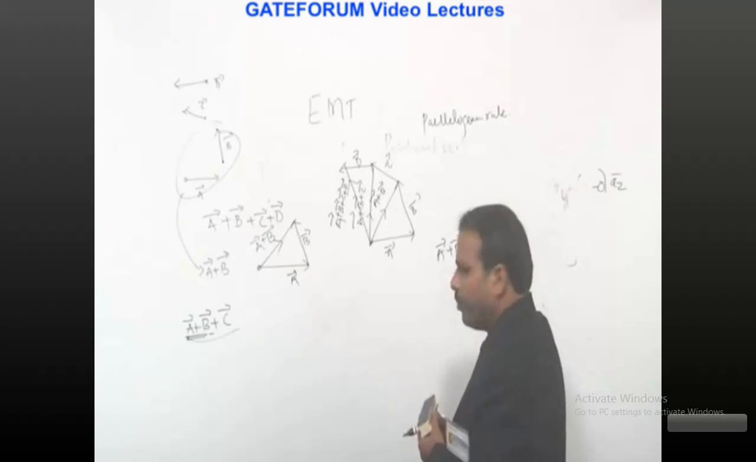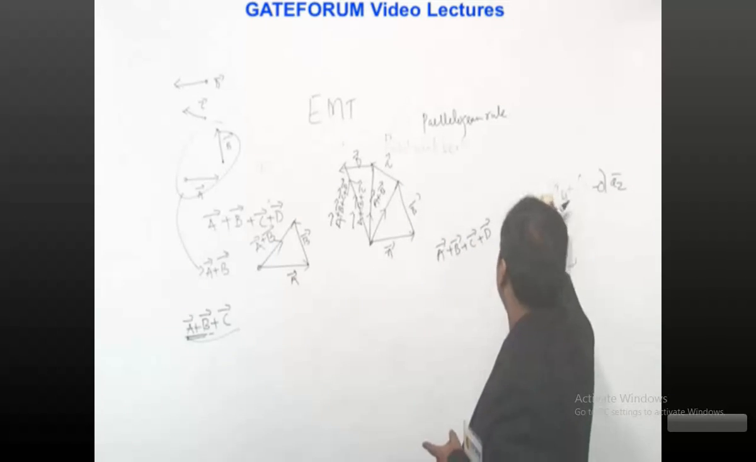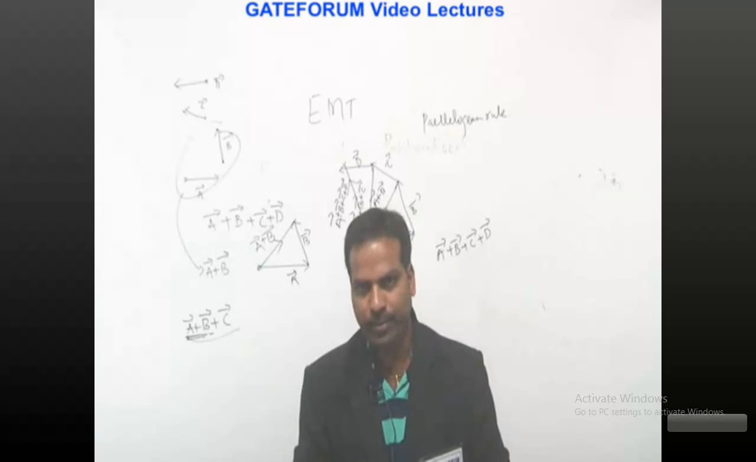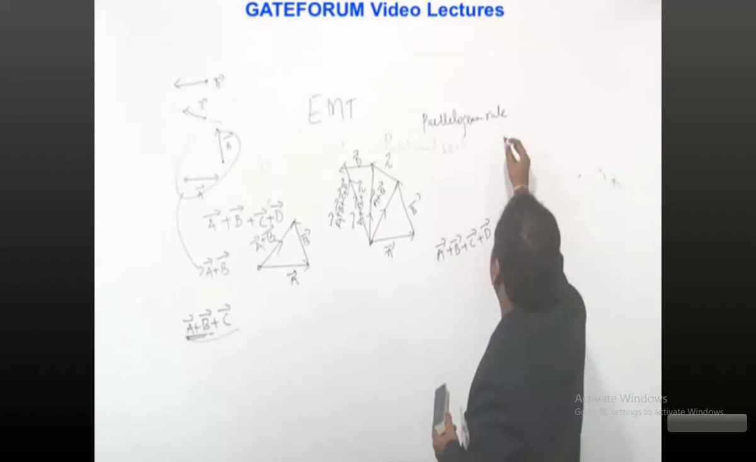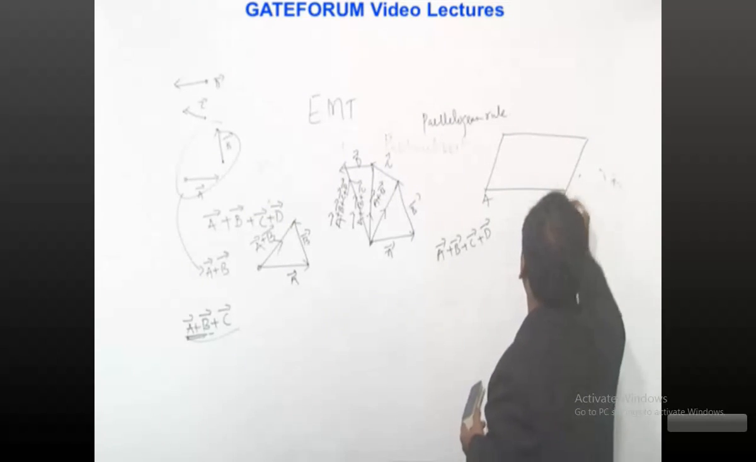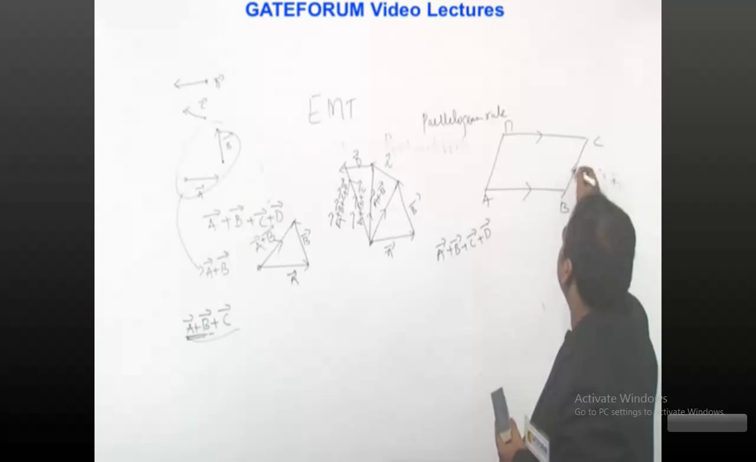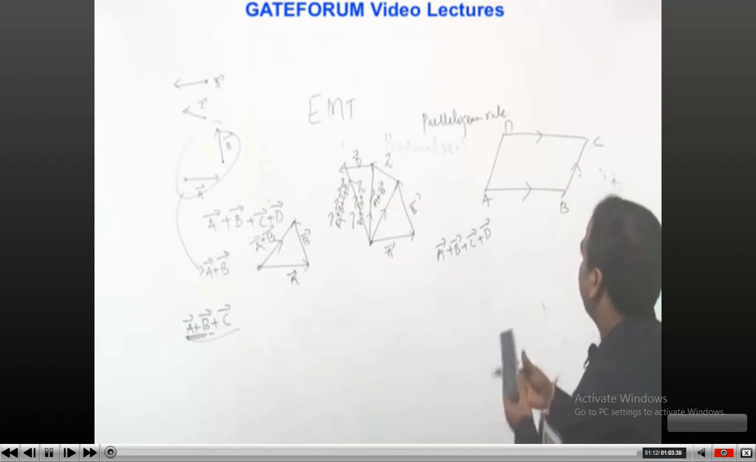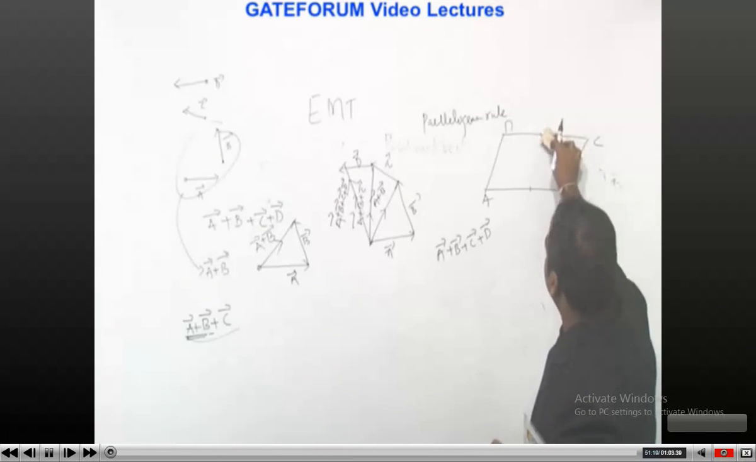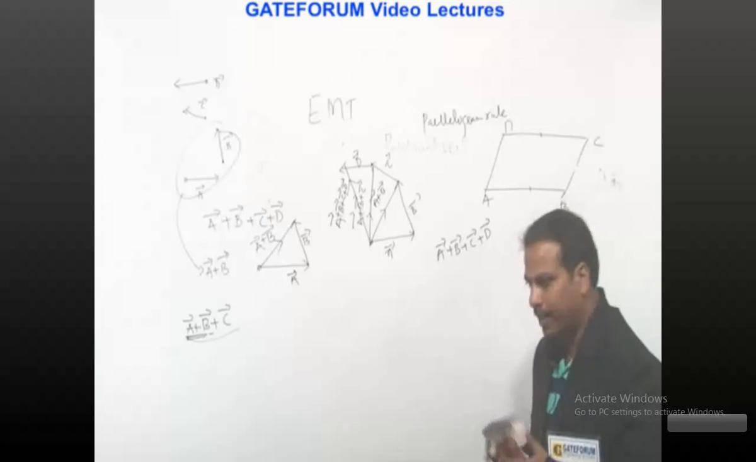Very simple here. I think you might have heard what a parallelogram is. A parallelogram has four sides where the two opposite sides are parallel to each other. That means it will be like this. The four sides we have are A, B, C, D, but the two opposite sides are parallel to each other. These are parallel to each other, and these are also parallel to each other. So in overall, we can say a parallelogram is a quadrilateral which has four sides where the two opposite sides are parallel to each other.